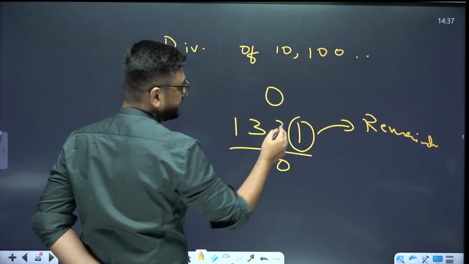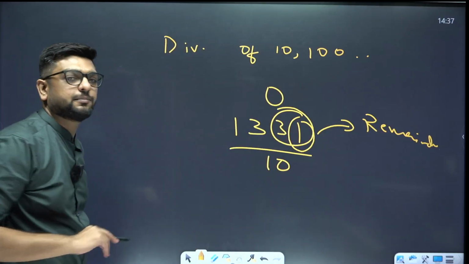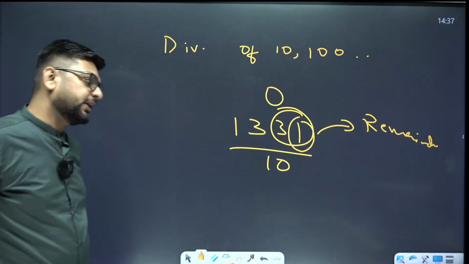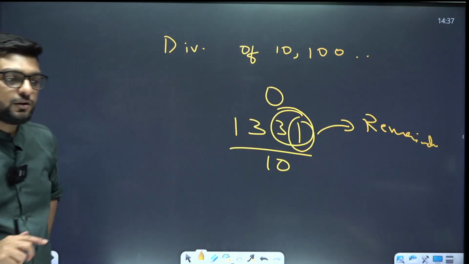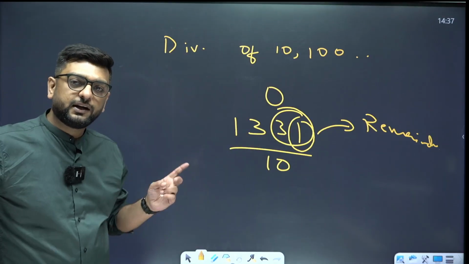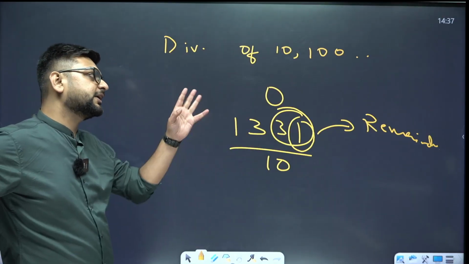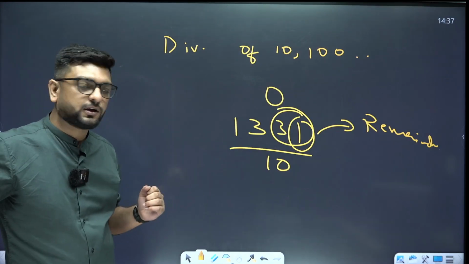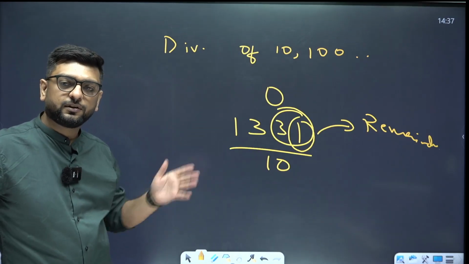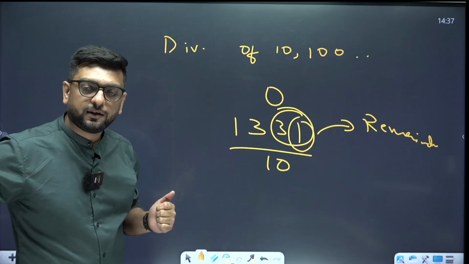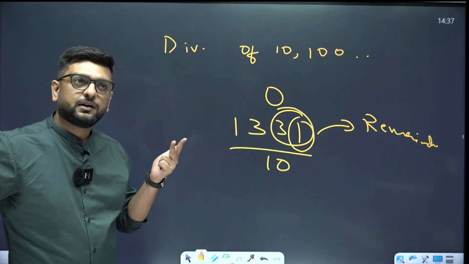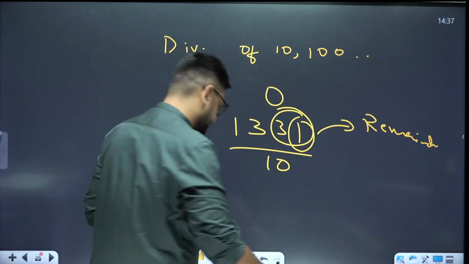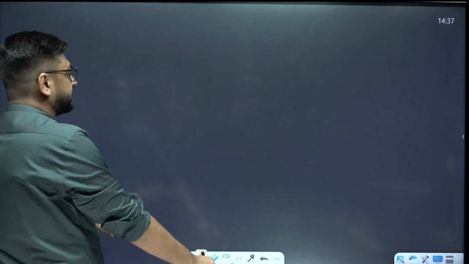Similarly, for 100, the last two digits will determine the remainder. Similarly, for 1000, the last three digits. Okay. So we have done the divisibility of 10, 100, 1000 because it is 10 raised to power 1, 10 raised to power 2 and so on. Similarly, we have done 2, 4, 8. Then we have done 11, 10 and which is left? Okay. Let's do it for 6.